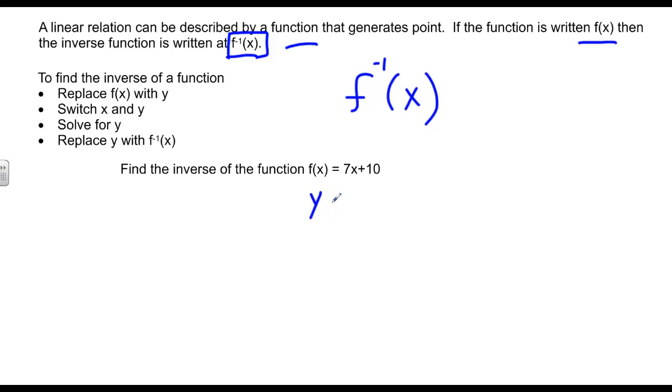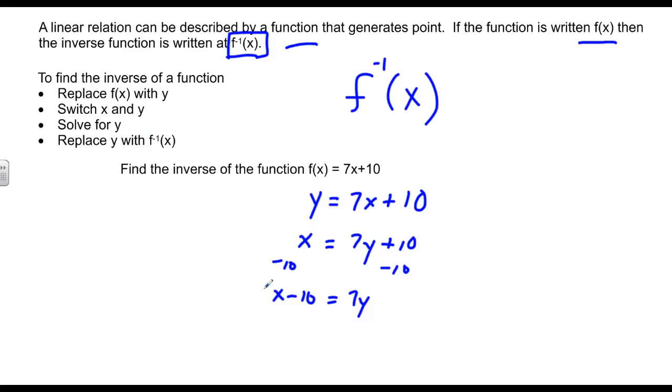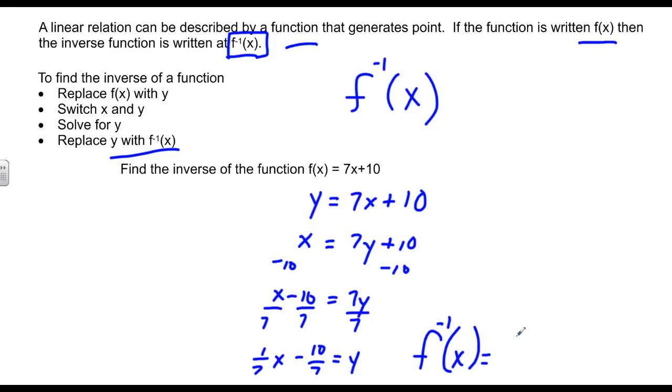So in this problem here, I say y equals 7x plus 10. And like we did with our points, the next thing we're going to do is switch our x and our y's. So I make this x equals 7y plus 10. Then we're going to solve for y. So if I want to solve for y, subtract 10 from both sides. Get x minus 10 equals 7y. And then I want to solve for y, so I'm going to divide each term by 7. And I get 1/7 x minus 10/7 is equal to y. And finally, we're going to replace the y value with the inverse. So the inverse function f^(-1)(x) is equal to 1/7 x minus 10/7.